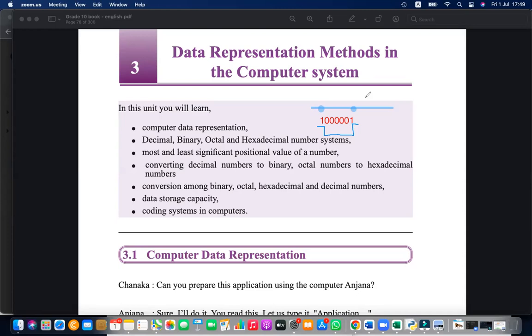I'll ask small questions. What is the base of decimal? Base of decimal number system? 10, correct, exactly. Base of decimal is 10. Base of binary? 2. Base of octal? 8. Base of hexadecimal? 16. Correct. So we have the bases of different number systems.